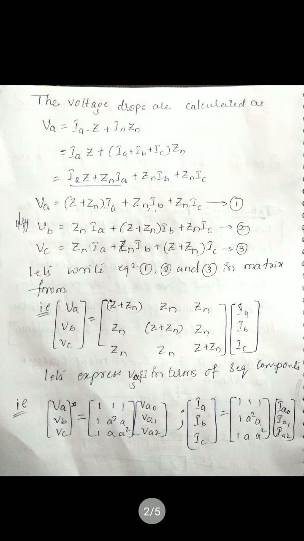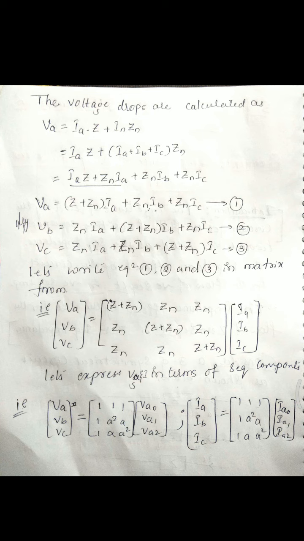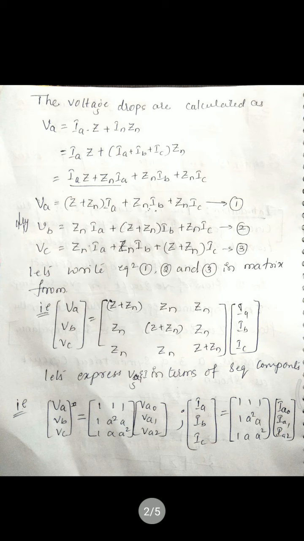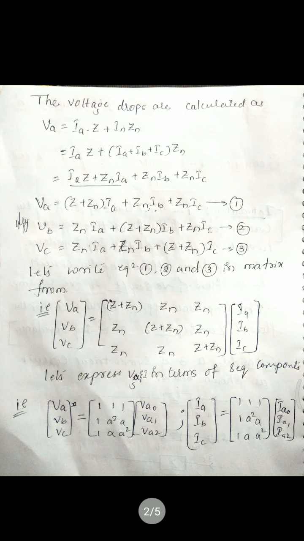Once you write that, let's express the voltages VA, VB, VC and the currents IA, IB, IC in terms of sequence components. As you know, VA, VB, VC is equal to the matrix 1 1 1, 1 A square A, 1 A A square, into VA naught, VA1, VA2. VA naught is the zero sequence, VA1 is the positive sequence, and VA2 is the negative sequence. In a similar way, we express IA, IB, IC using the same matrix, into IA naught, IA1, IA2.